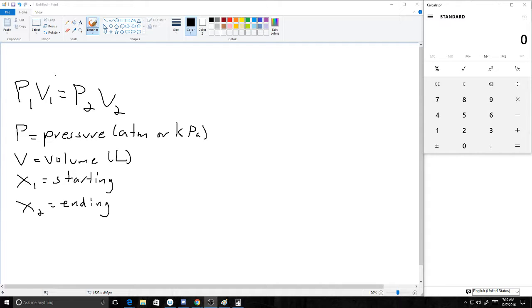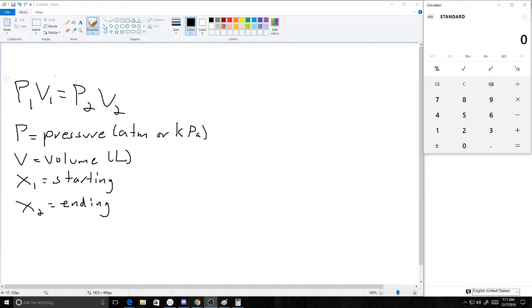All right, so what we see here, Boyle's Law, the equation we're going to be using to predict these changes is P1 V1, or starting pressure times starting volume, equals ending pressure times ending volume. So the P just stands for our pressure. Now generally we'll be using two different units for pressure. You can see either one. We can see atmospheres or we can see kilopascals, so ATM or kPa.